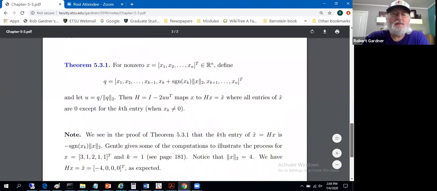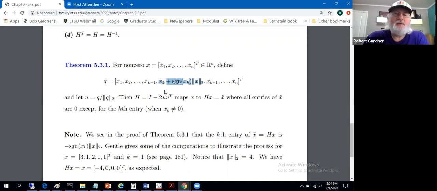A related result is the following. What we're doing here, somewhat related to what we had there, is really just changing one component of an input vector, changing it in a particular way as given here. For non-zero vector x, x1 through x sub n, treat it as a column vector. So I write it as a row vector and then transpose it for spatial reasons. Define vector q to be x1 through x sub n with the modification of the kth component to be x sub k plus the sign of x sub k times the norm of x.